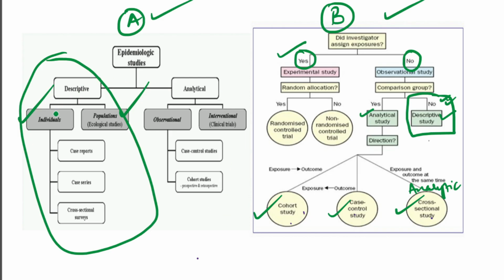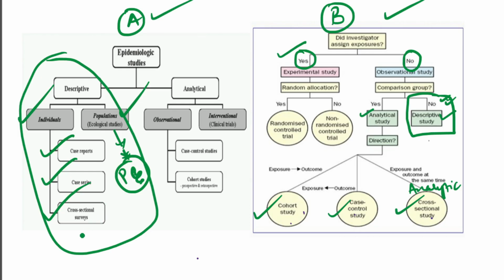The descriptive type of studies are further divided into those which have been done on the individuals and those which will be done based on the populations. Those which are based on populations are also called ecological studies. Please remember this point. Population is ecological studies. Those which are based on individual cases are case reports, case series, and cross-sectional surveys.